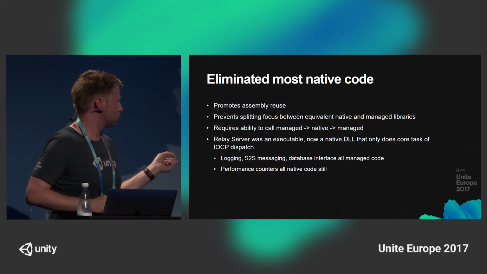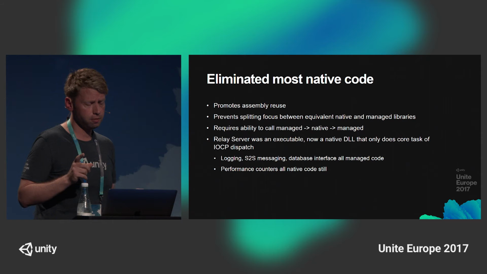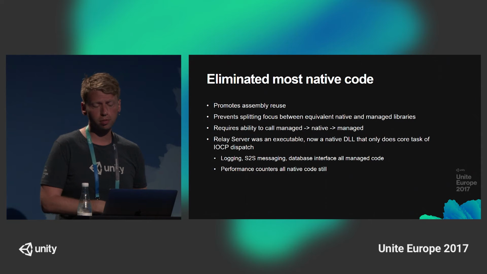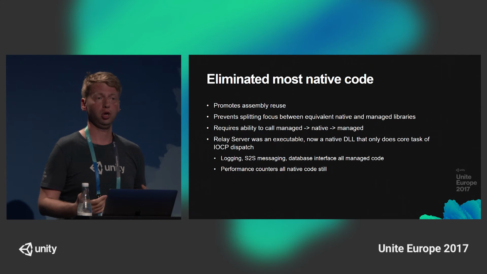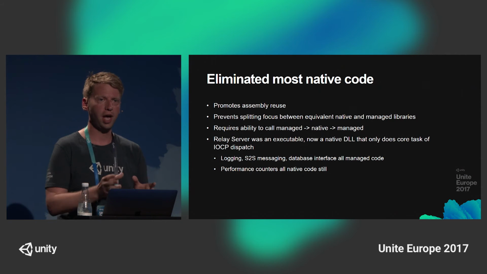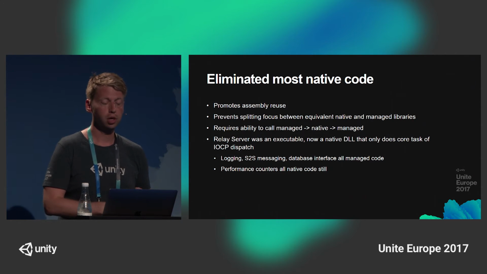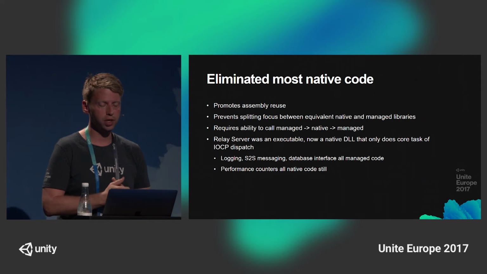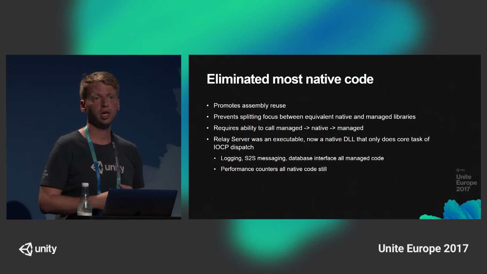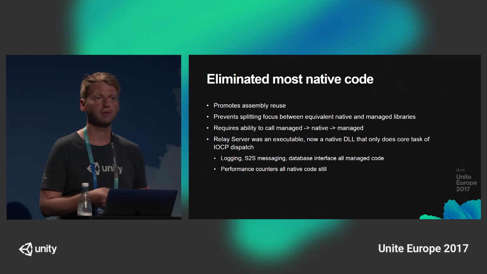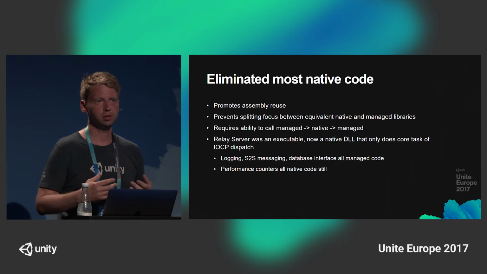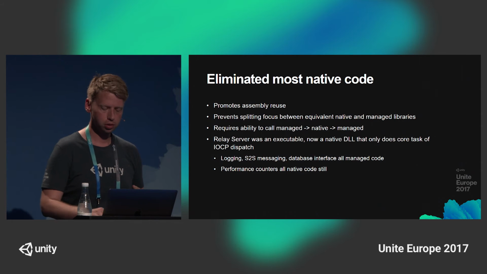So yeah, we were able to delete our native logging, server-to-server message systems, database interfaces. Almost everything went away for shared auxiliary code, like non-core path code for Relay Server. But most notably, we did keep performance counters native because there is a performance penalty going native to managed on that function call, and you really want to be aware of that if you have something that could be called, say, in a tight inner loop.